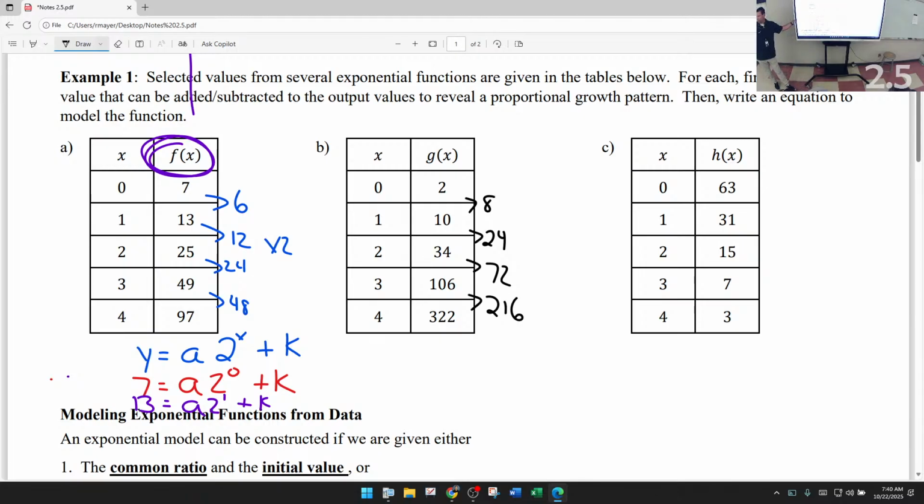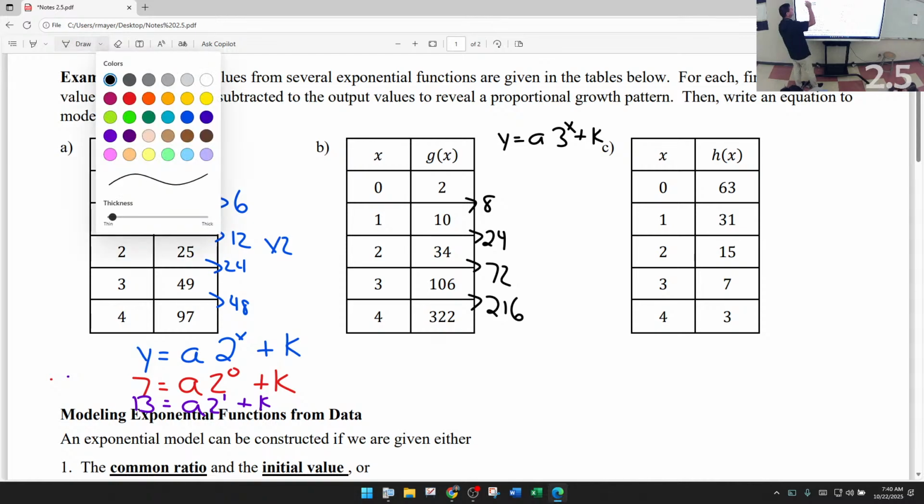That R value, if you want to call it that, is 3 because we're times 3. So we got that again. We have y equals A 3 to the x plus k. We're trying to figure out that constant. And then we're going to plug and chug. So I always choose the first point and the second point because that makes it easier. So here I'm going to go ahead and plug the 0 in. And let's change the color a little bit. Maybe that'll help a little bit.